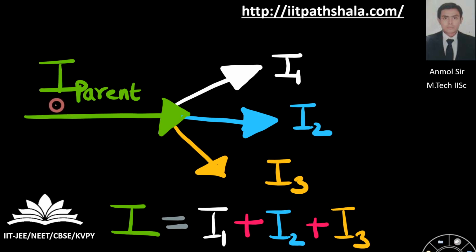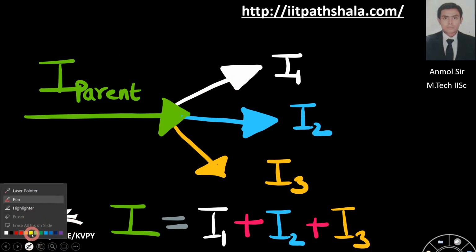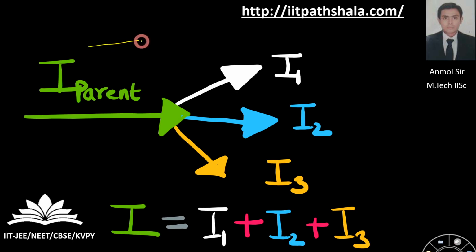So KCL says your parent current divides into n number of currents depending upon the branches. For example, here you are having three branches at the junction. So let me make a sample circuit for this. Here at this junction, junction J, you are having three branches. That's why your parent current is divided into three currents, I1, I2 and I3. Now this parent current is nothing but the sum of all these three currents. This is the rule of Kirchhoff's current law.